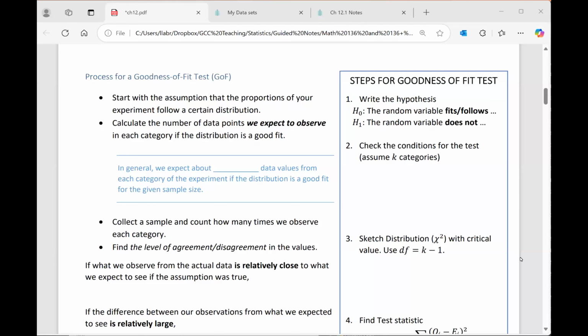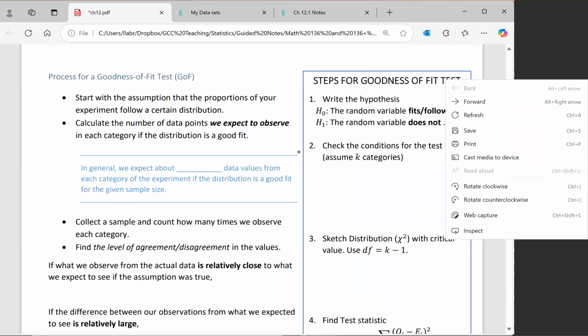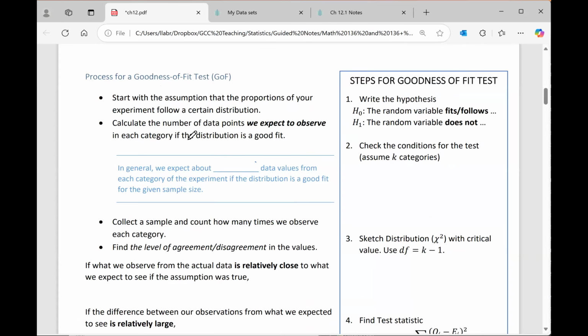All right, welcome back. So in the previous video, we discussed what a goodness of fit test is and why we really care about doing it. So here, let's just go ahead and see an overview of the steps to complete the goodness of fit test, as well as do an example.